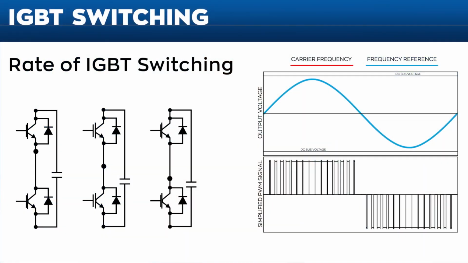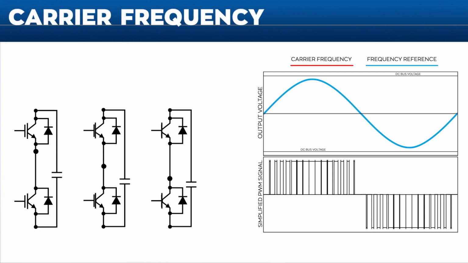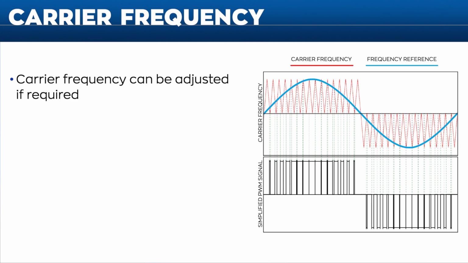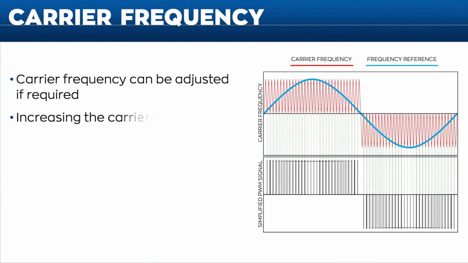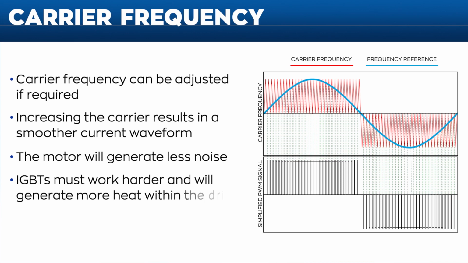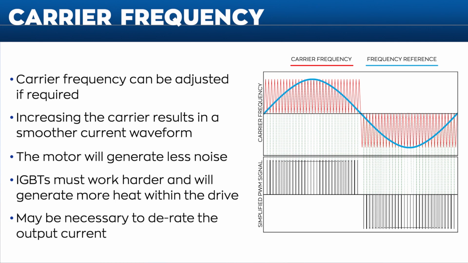Now, the rate at which IGBT switching occurs is known as the carrier frequency. This switching frequency can be adjusted if need be. Increasing the carrier will result in a cleaner, more sinusoidal current waveform, which in turn will make the motor generate less audible noise. However, this will also make the IGBTs work harder and create more heat within the drive. It may be necessary to derate the output current of the drive to accommodate for the increased carrier frequency.